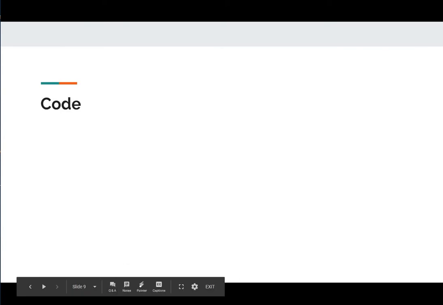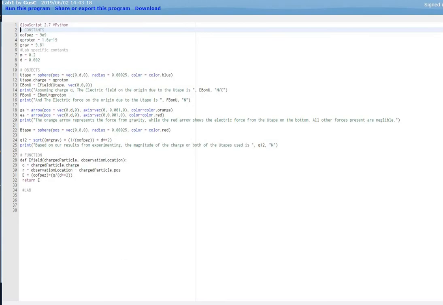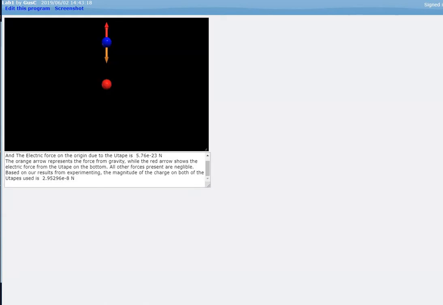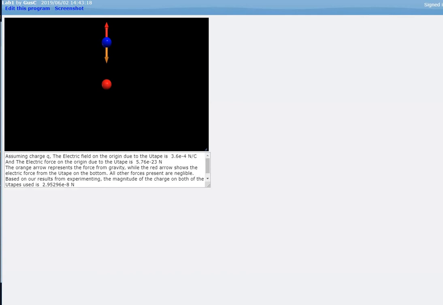Going into the code, a lot of the code was just copied and pasted from Lab 0 and then updated to fit this lab, including some lab-specific constants. Then we run the code. We get our model here, where the red sphere on the bottom is the bottom U-tape and the blue sphere on top is the top U-tape, as we are assuming that they can be shown as point charges in the middle. The orange arrow is gravity, and the red arrow is the repelling force from the bottom U-tape. As you can see on the bottom here, the results were the same. I also got 2.953-ish times 10 to the negative 8. And then above here is just some things for me, some proving physicality.